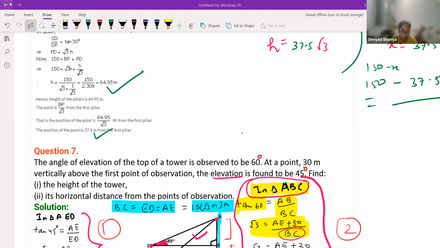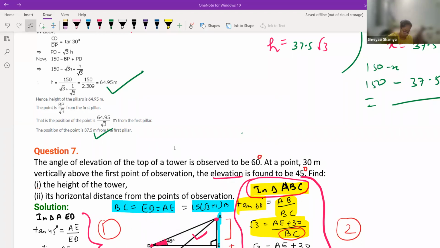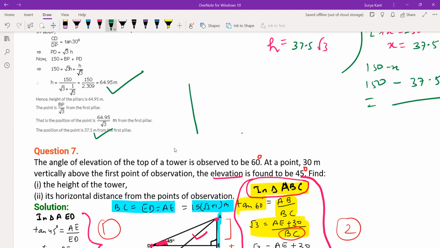Yeah, sorry, children. Sriyashi, you were telling something. Sir, I didn't understand the second sentence. First part you understood? Yes, sir. Height of the tower you're getting. Achha, you're not understanding the second sentence of the question. See here, the angle of elevation of the top of the tower. This is the tower. The angle of elevation from the top of the tower is 60 degrees. See here, this is 60 degrees, right?